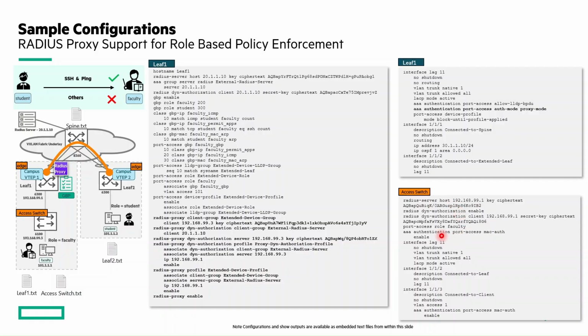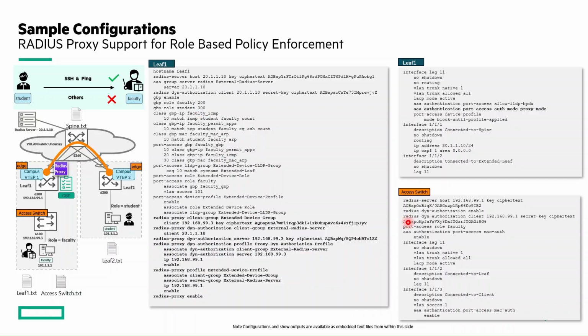Next is the normal authentication workflow, where you can enable your authentication methods, be it 802.1X, MacAuth, or device profile. I have used MacAuth here and have simply created the role called faculty, and I have enabled MAC authentication on the client-connected port. That is a simple configuration in the access switch.